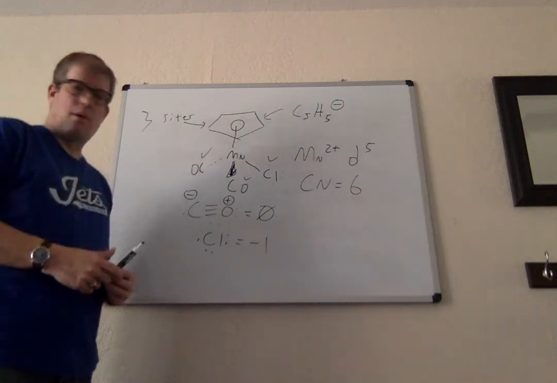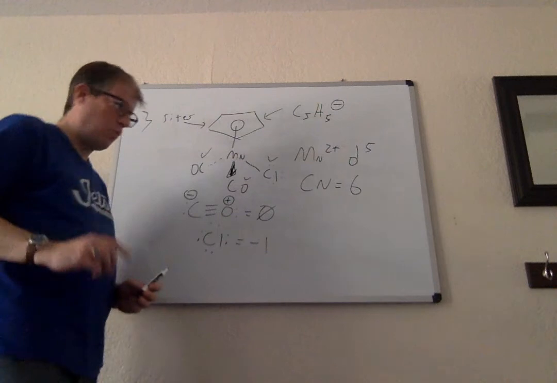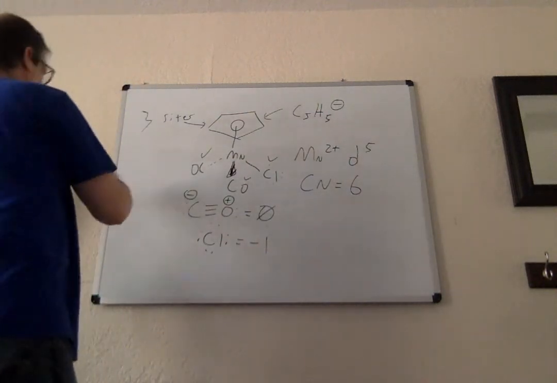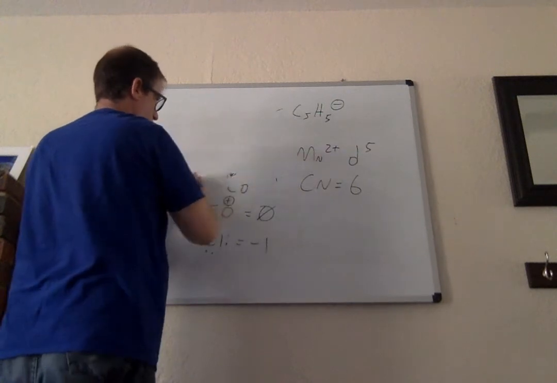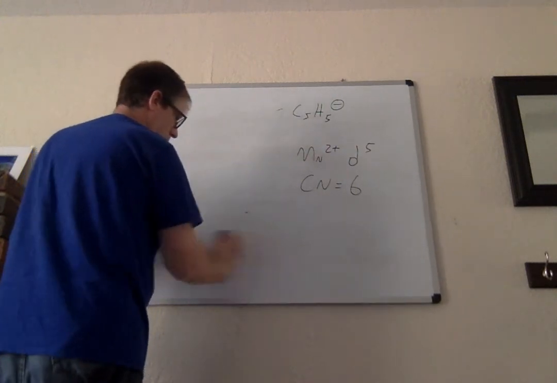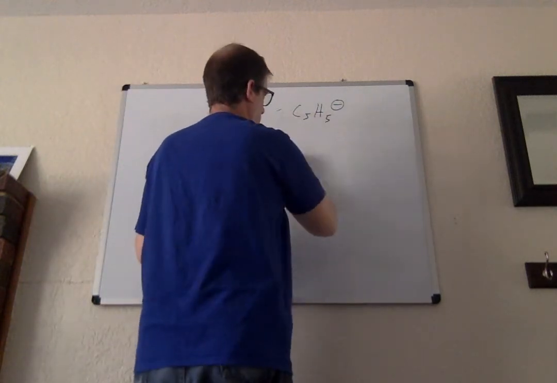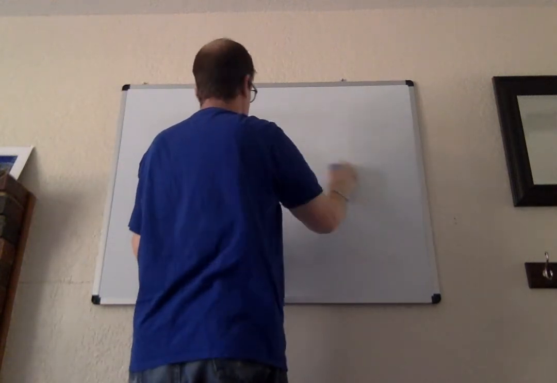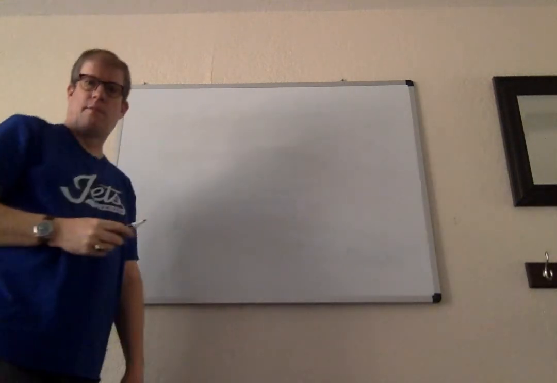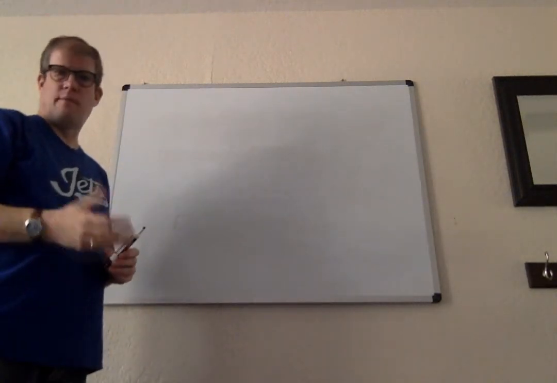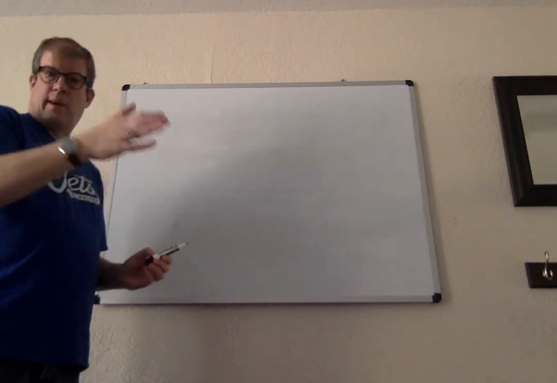So, that's how these ligands can bind to their pi electrons. But let's look at one more thing. And I'll just mention this now in case you end up in the 4000 level inorganic class. The rings can slide around.